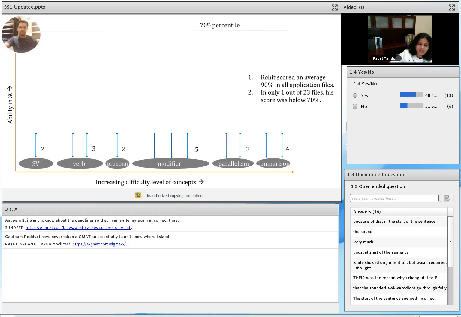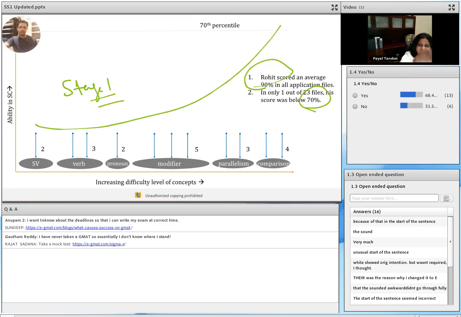Now, when Rohit was doing stage 1, again, Rajat has talked about stages of preparation. So when Rohit did stage 1, he made sure that he got 90% in all the application files. Only in 1 out of the 23 application files was a score below 70th percentile. So what this tells you is that when he was going through this, he did all the right things. He took all the right feedback, right? He took the corrective actions wherever needed. And so he was able to get to that 70th percentile.